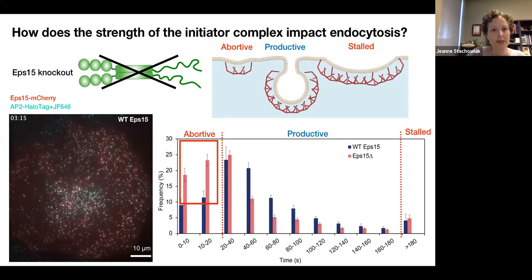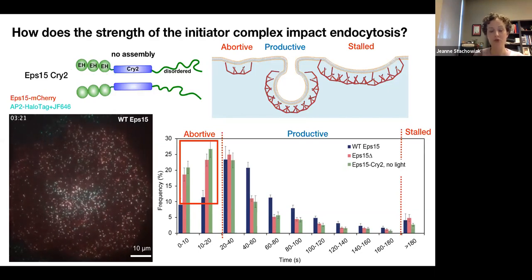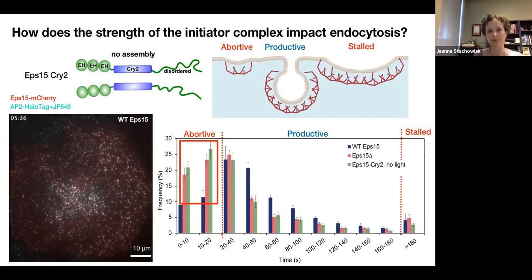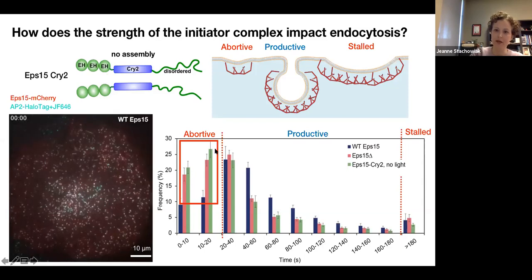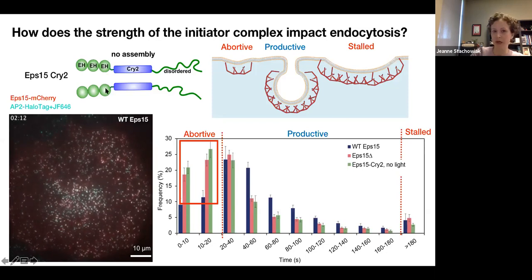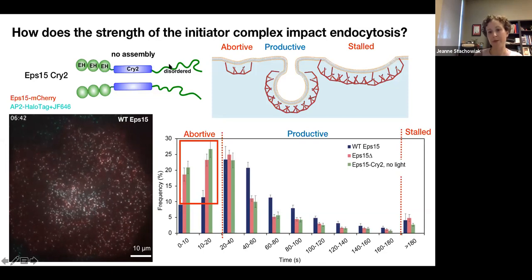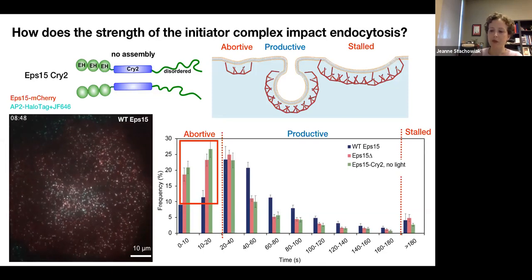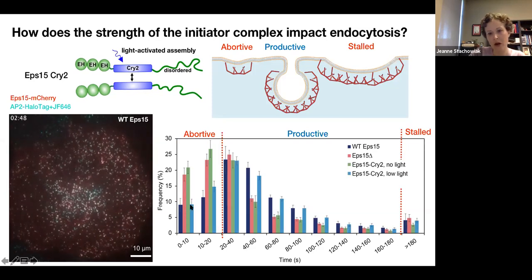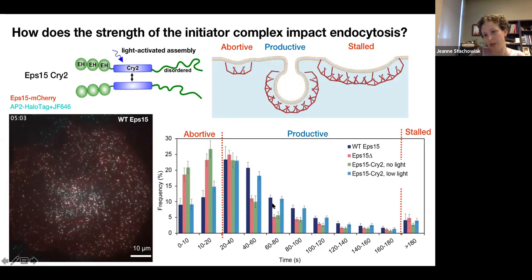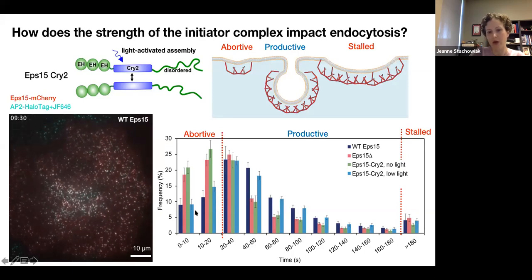So then Casey expressed this Cry2 chimera here, but she was careful not to expose the protein to any blue light. And here you'll see that abortive phenotype is maintained. In fact, it's maybe even increased a little bit, possibly because this protein is blocking sites that could be occupied by compensatory proteins. But then when you shine some blue light on these cells, you can recover a fairly close to wild type distribution of dynamics. So you can see the abortives go back down close to wild type levels.